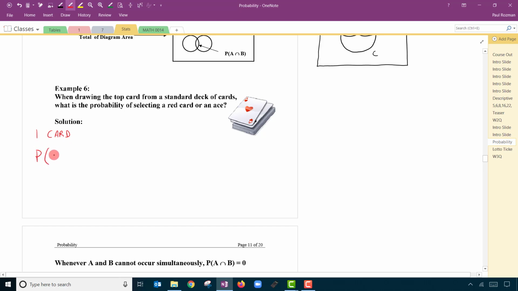We want to know the probability that a card is red or it's an ace. I think most of us could probably solve that without the formula, but I'm going to run through the formula just to verify that, give you some confidence that the formula up above works. So the formula says we'd find the probability of a red card, and then we'd find the probability of an ace, and then we subtract the probability that it's both red and an ace.